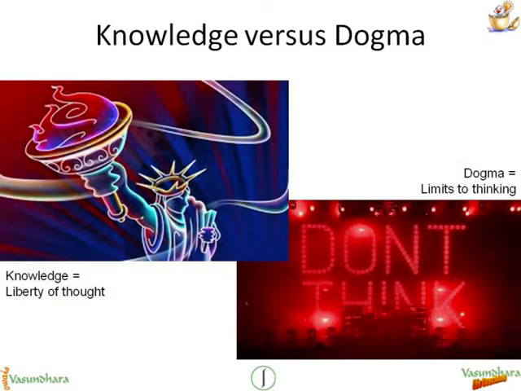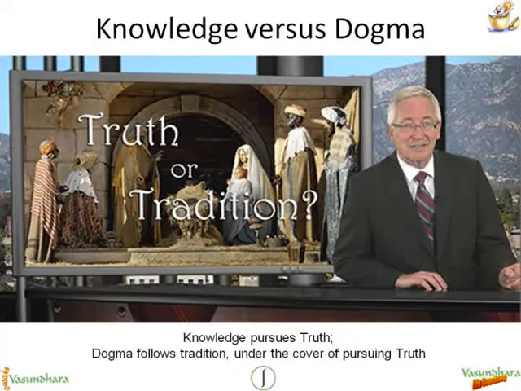Knowledge allows you liberty of thought. In fact, it survives on that. Dogma sets limits to thinking. Knowledge pursues truth. Dogma follows tradition under the cover of pursuing truth.